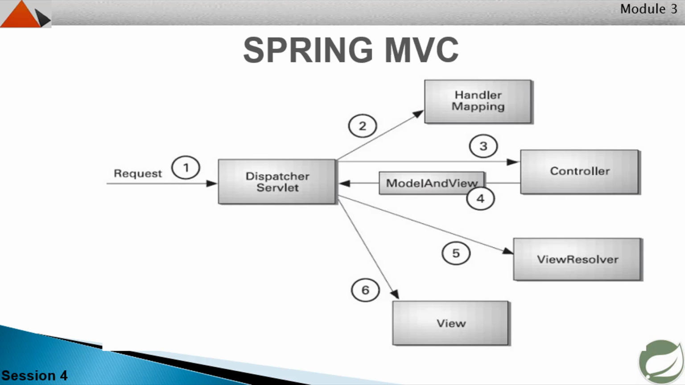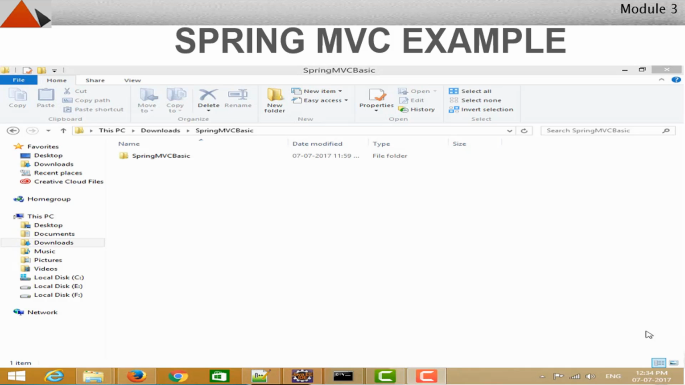The controller returns an object of ModelAndView. The DispatcherServlet checks the entry of view resolver in the XML file and invokes the specified view component. Let's understand it with an example.